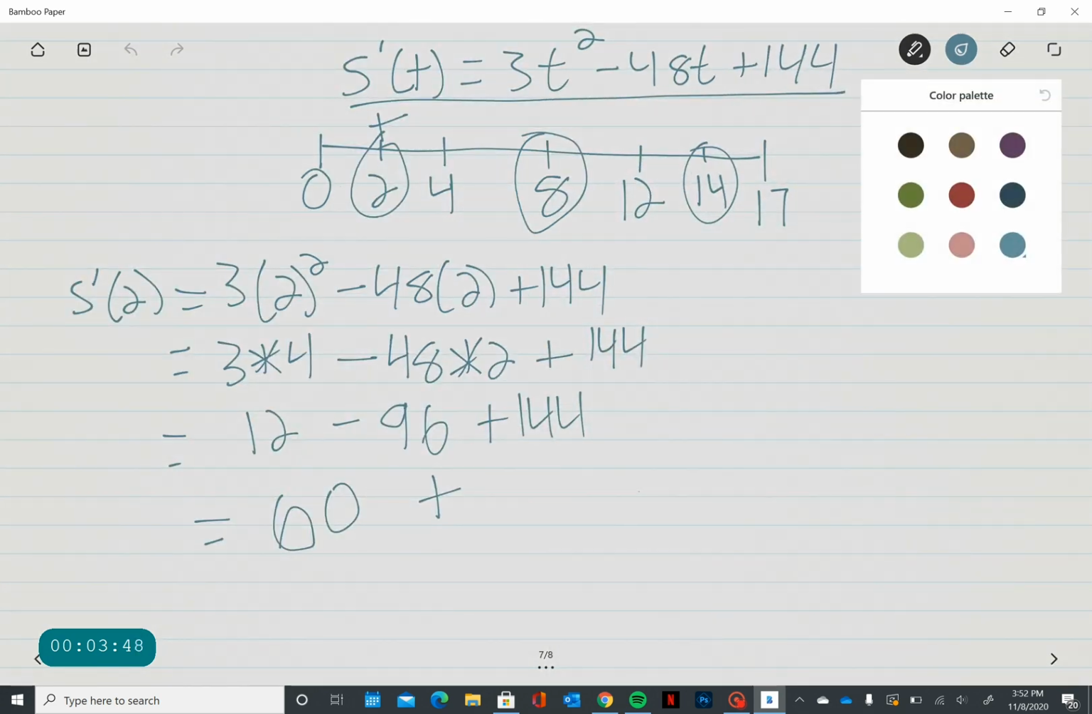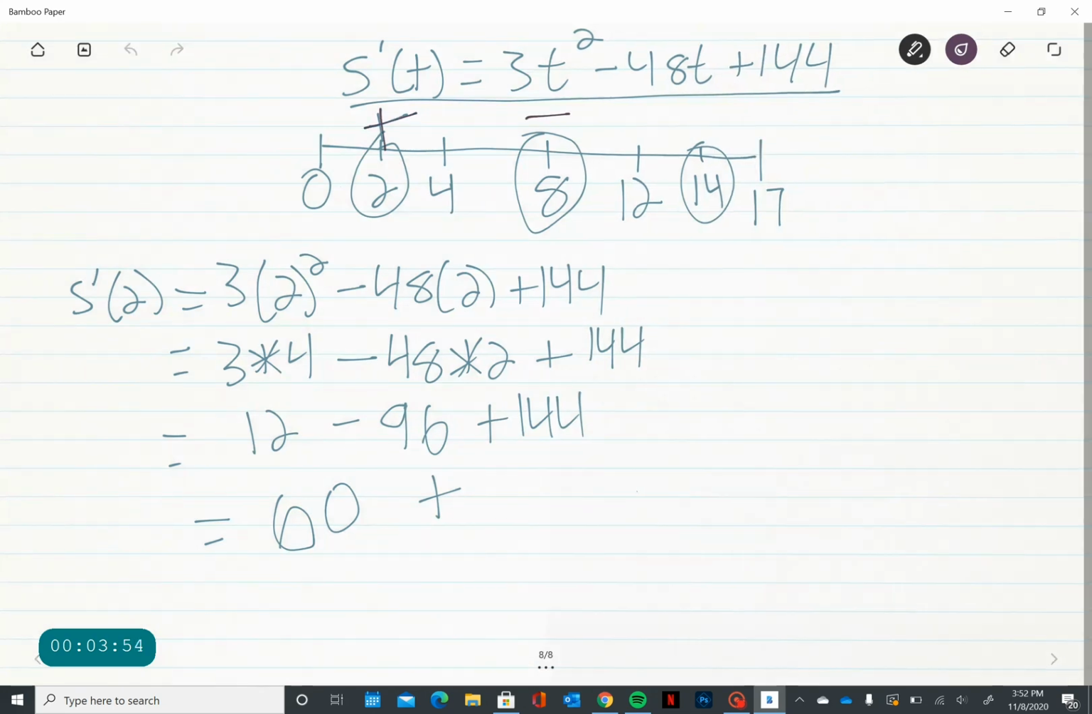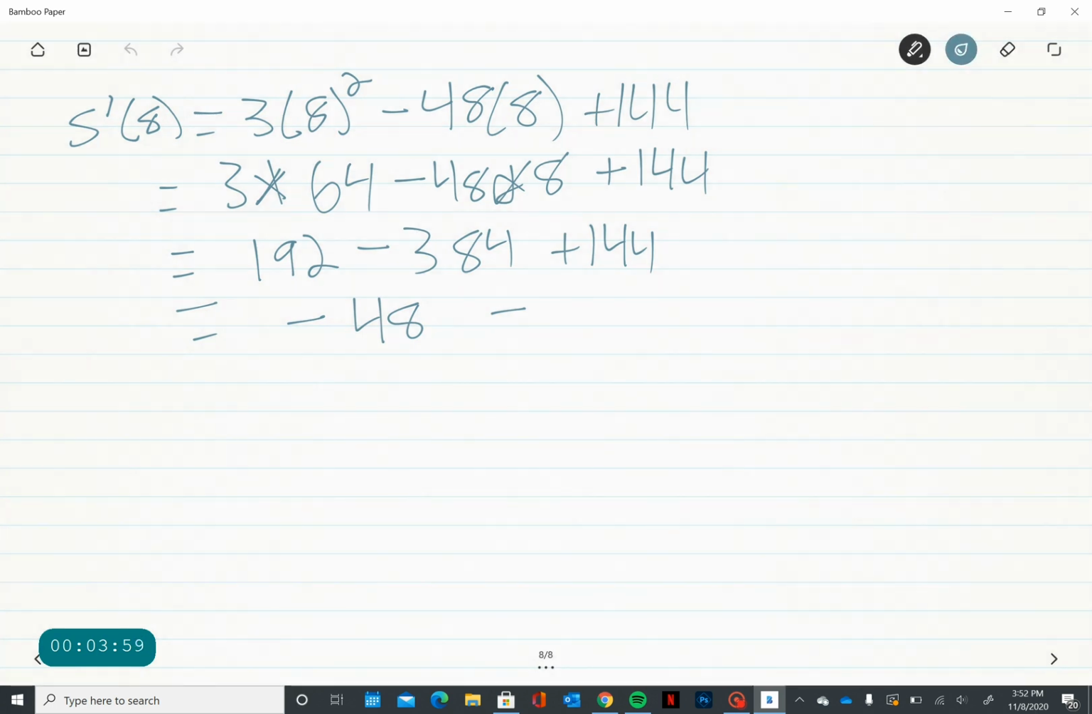Here, let me switch colors so you can see. This is positive, this is negative. And then we plug in 14 now. s prime of 14 equals, plug in 14.